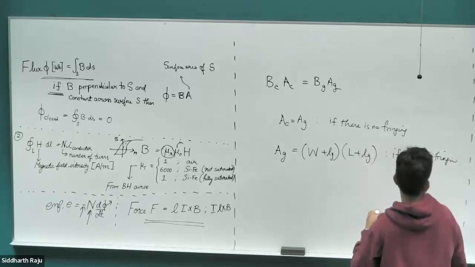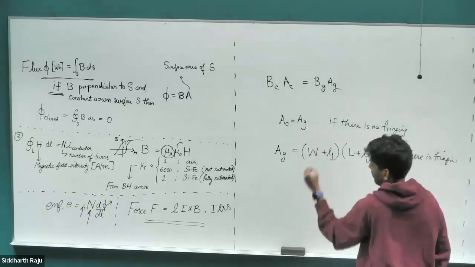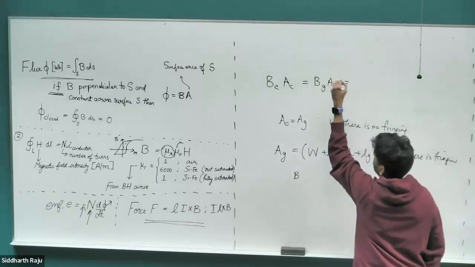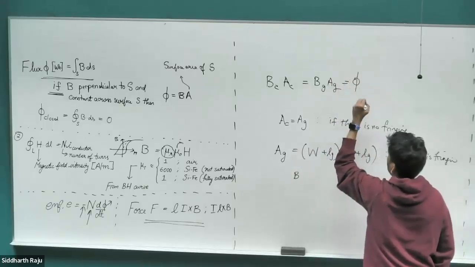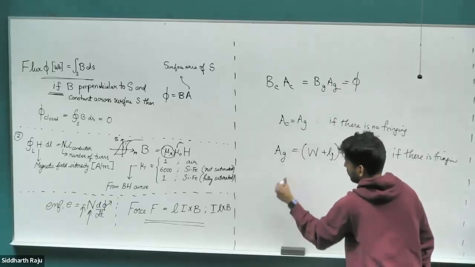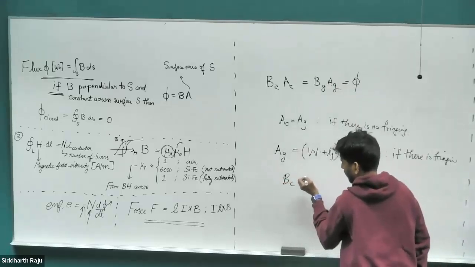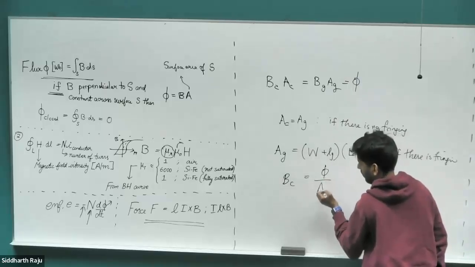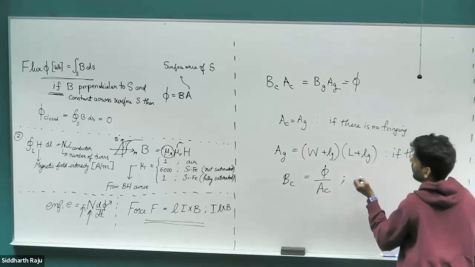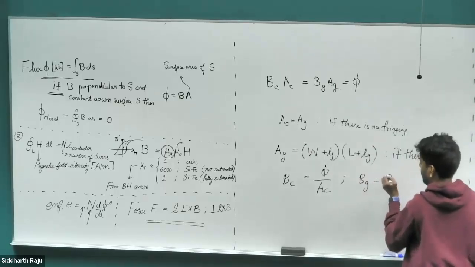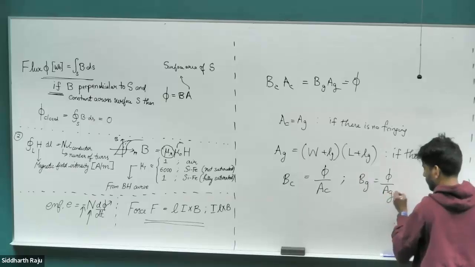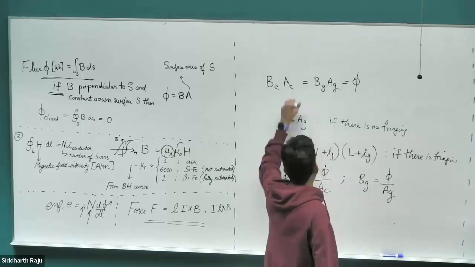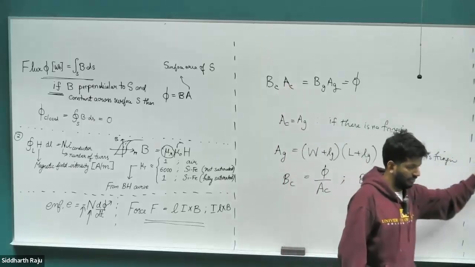So we have a couple of terms now available. So we have BC AC must be equal to BG AG must be equal to the flux, phi. So I can rewrite the magnetic field in the iron core as flux divided by the cross-sectional area. And then I can rewrite the magnetic field in the air gap as flux divided by cross-sectional area. Now I have two equations, right? I have this equation and I have this equation.